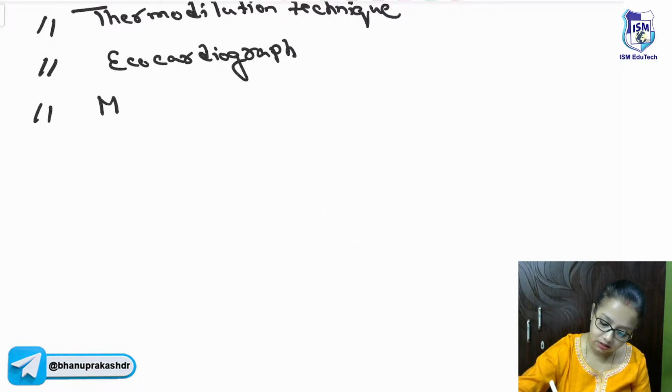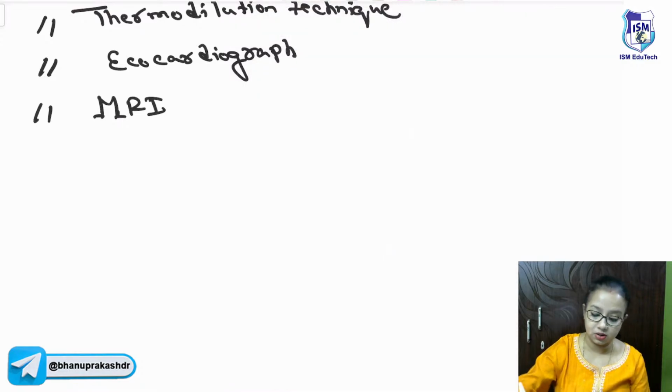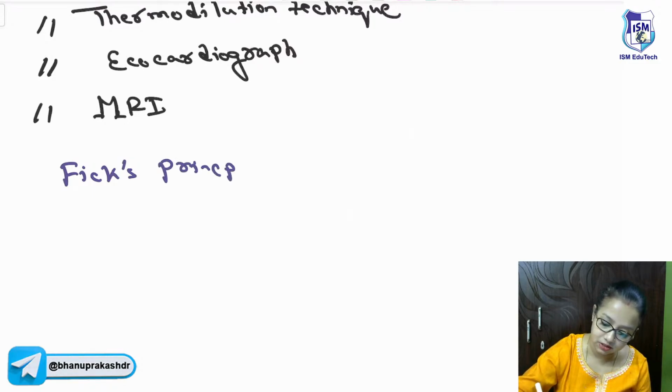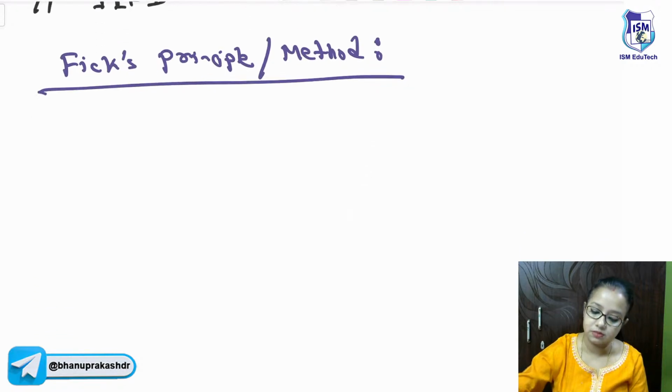And the one which is used maximally is the MRI. Now, out of all this, the actual correct one was the Fick's principle, or what we call the Fick's method. What was that? There was a formula. Very quickly, we will just go through the formula.